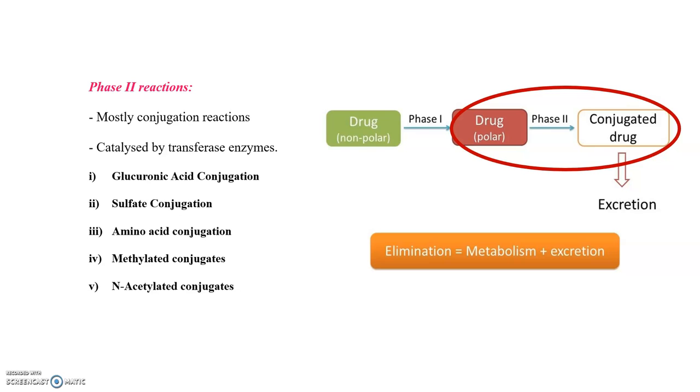Here mostly the enzymes involved are transferase enzymes. It will be catalyzed by transferase enzyme, and here 5 categories are there. Any one of them it can follow. First it is forming glucuronide salts, or it can form sulfate, or it is reacting with amino acids, or it can be converted to methylated agents, or it can be converted to N-acetylated forms. Okay, so let us see one by one.